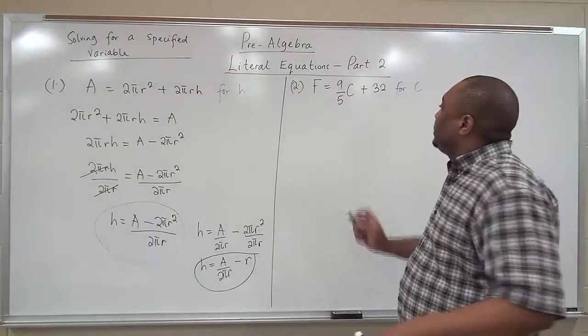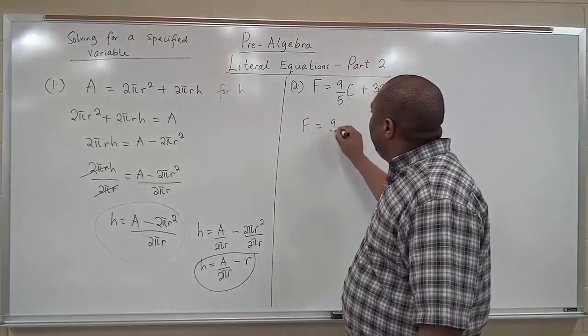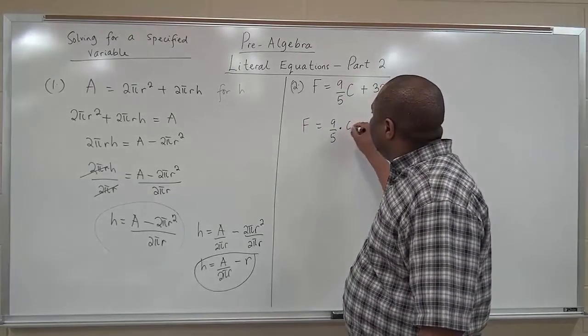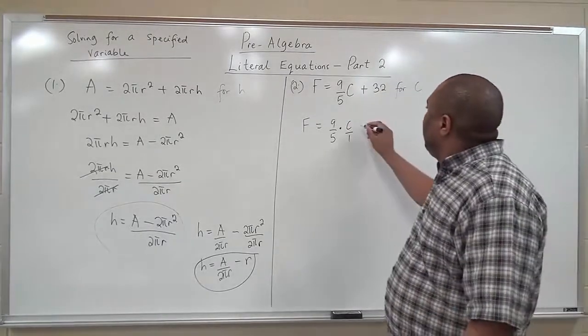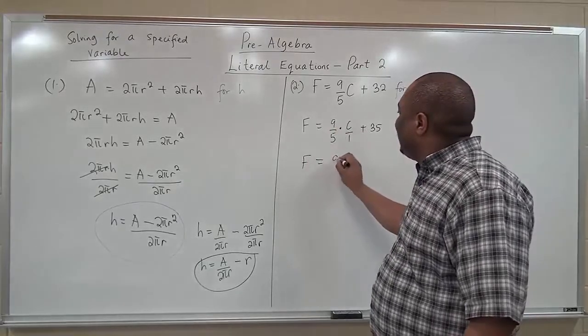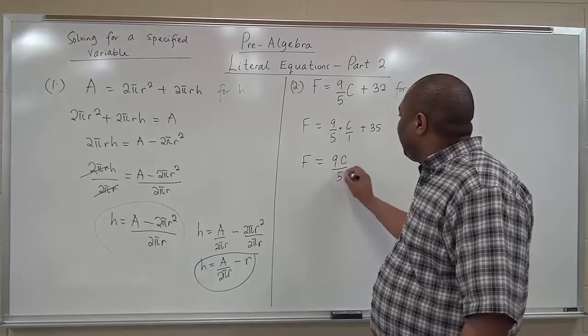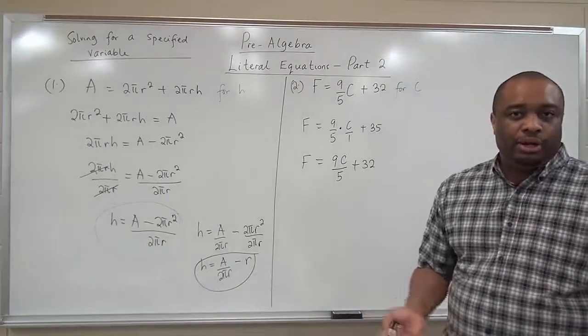Okay, folks, let me tell you this. This is the same thing as saying 9/5 times C over 1. That is the same thing as saying that. So you can write 9C/5 plus 32. It's not going to hurt. It won't hurt you.